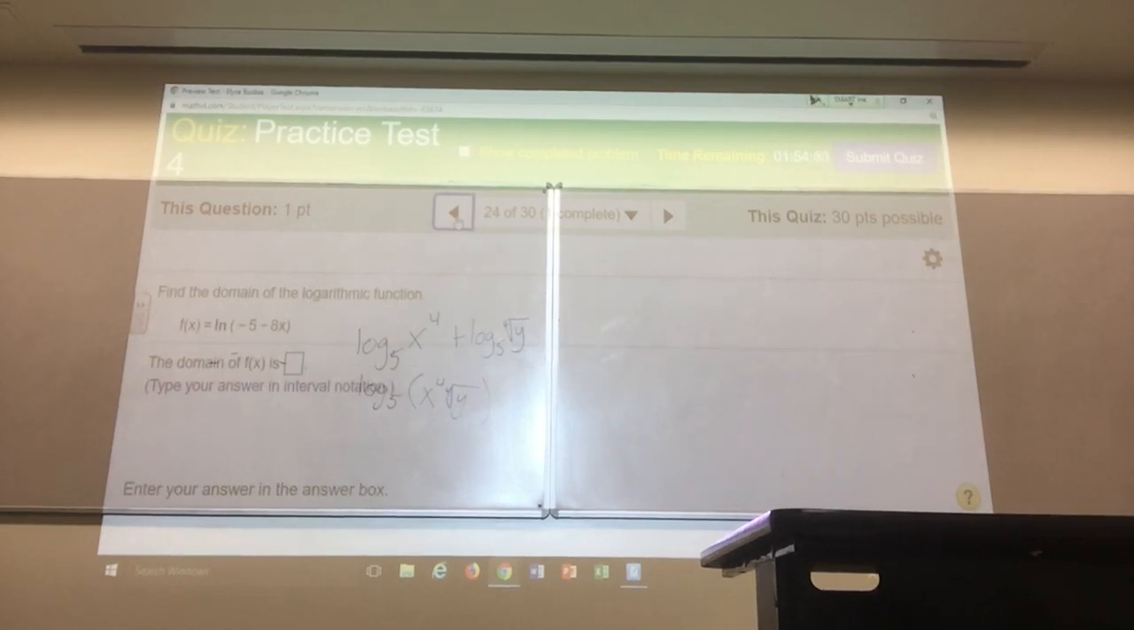What about these? Do we remember how to find domain of logs? You want to do this one?